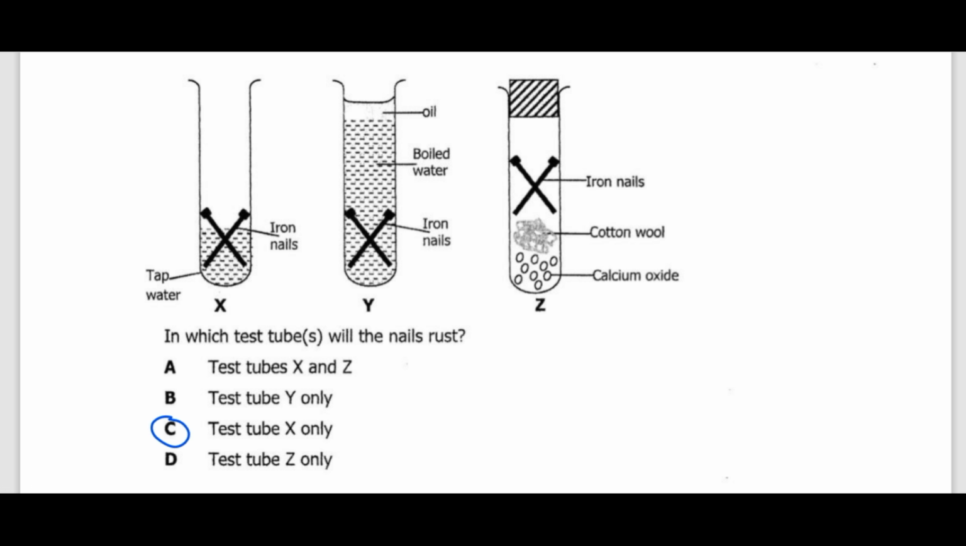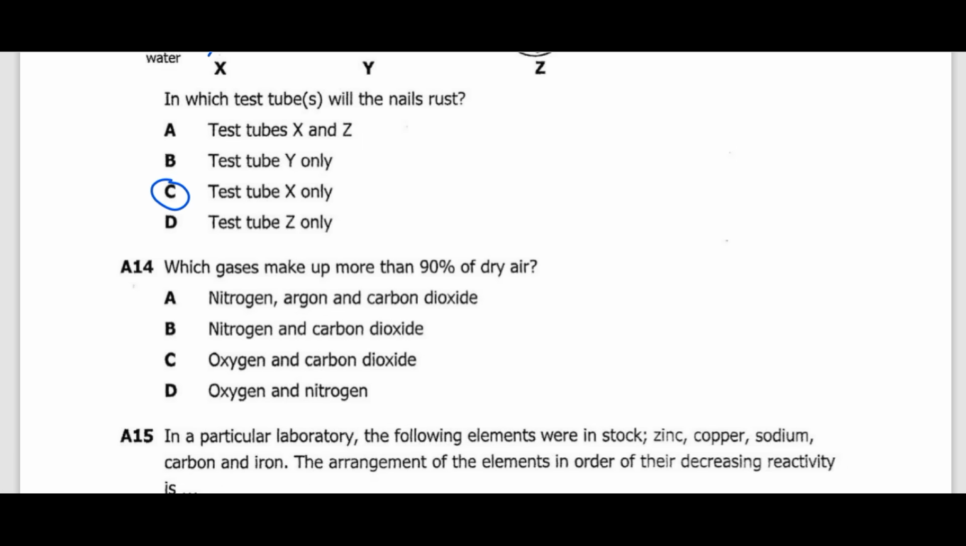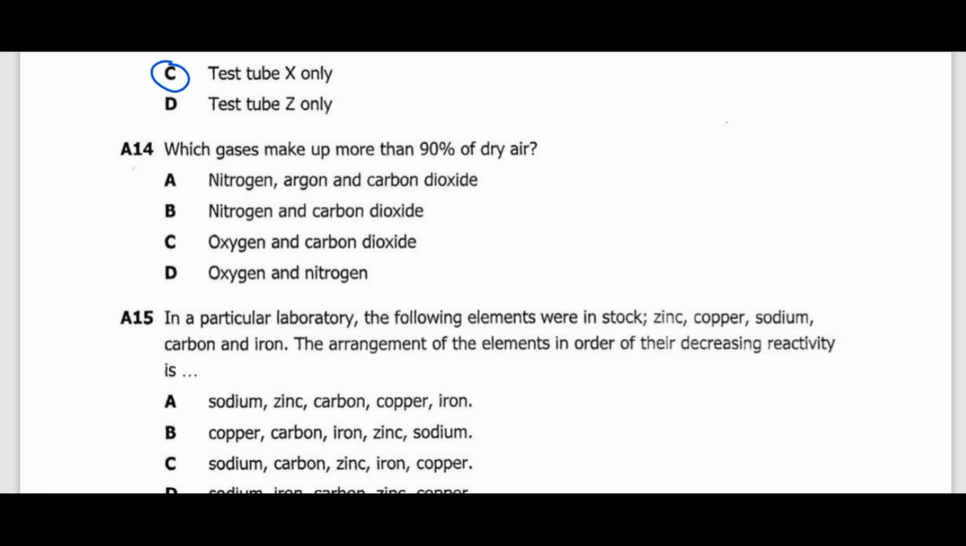Why? Here we can see that there is water, and since the test tube is open, we are going to have the presence of atmospheric oxygen. Now for this one, since the water is boiled, there is no oxygen here, and since there is oil here, oxygen cannot pass through. Then in this one we have cotton wool and calcium oxide, so that cannot allow rust to take place. Then 14, which gases make up more than 90% of dry air?